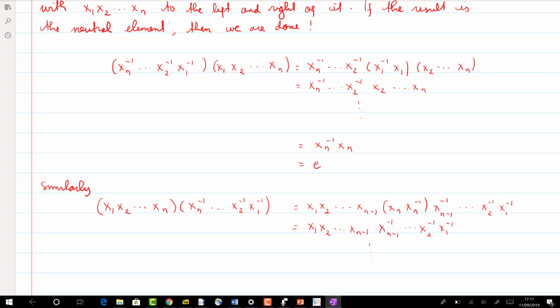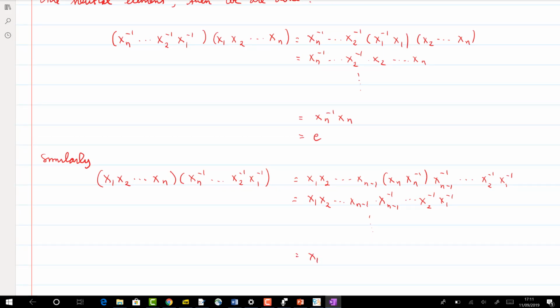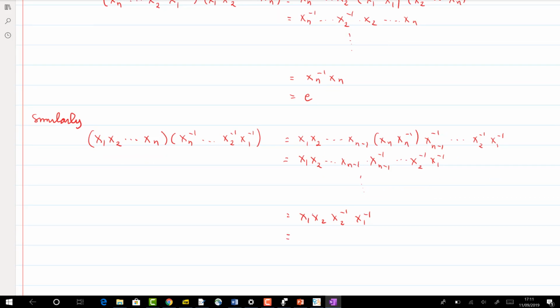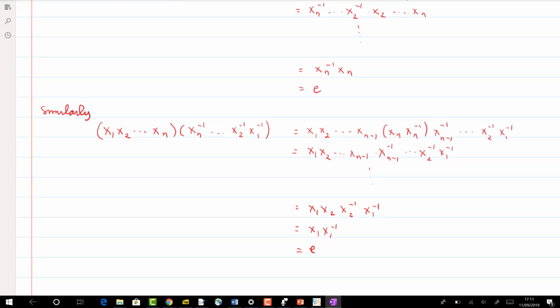Or in other words, the xn inverse disappears, right? And if we keep doing that, xn minus 1 and xn minus 1 inverse disappear, and the last one to disappear is x1 inverse, which is also the neutral element. So the claim is true that if we multiply to the left or to the right of x1 times x2 up to xn, the result is the neutral element. So we are done. And then we can conclude that the claim is indeed correct.